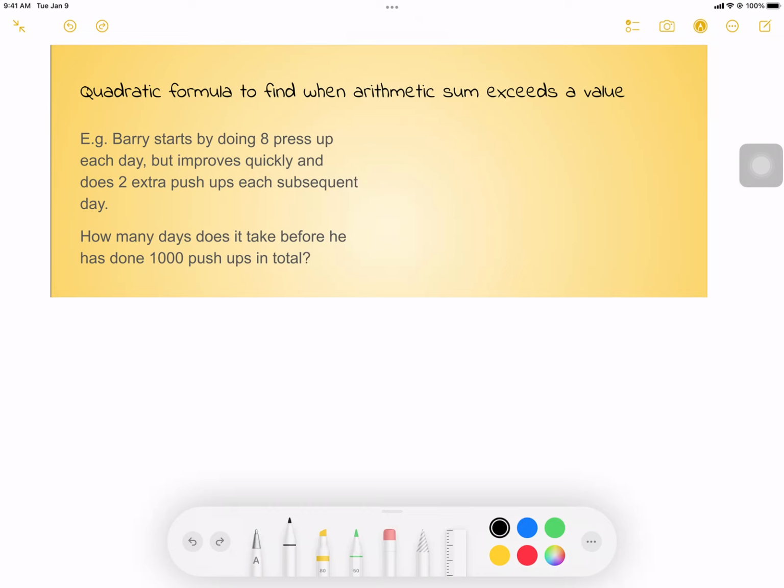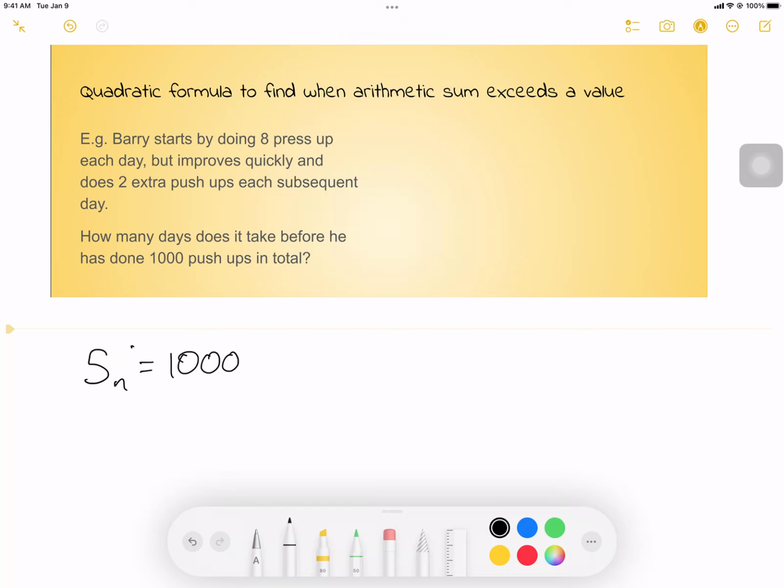Okay, so Barry starts by doing 8 press-ups each day, but improves quickly and does 2 extra push-ups each subsequent day. How many days does it take before he has done 1,000 push-ups in total? So the first thing is it's unlikely to be exactly 1,000 push-ups, but basically we're aiming for somewhere in the region of 1,000 push-ups.